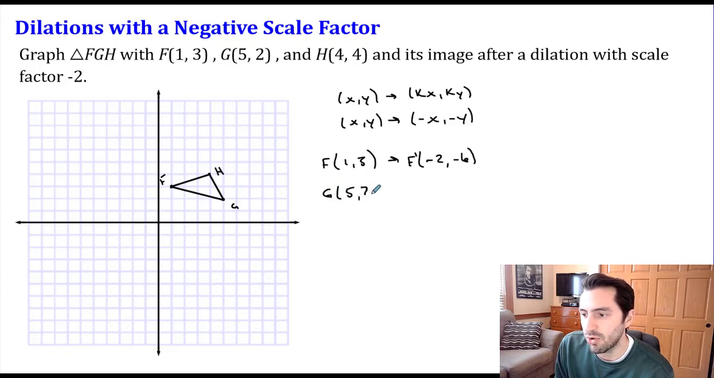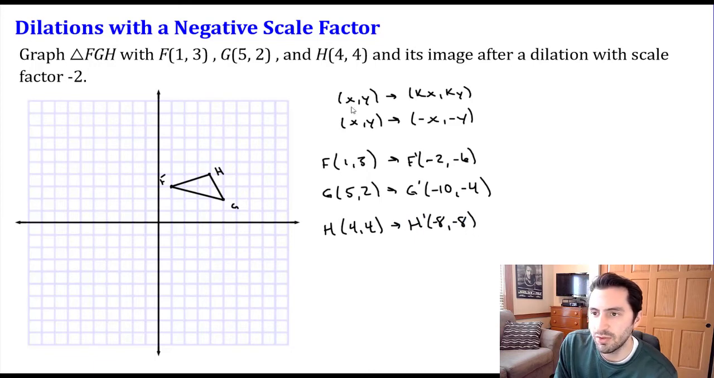Let's do the same thing for G and H. So G is the point 5, 2. Multiplying both of those by negative 2, we get negative 10 and negative 4. And for H, this is the point 4, 4. Multiplying both of those by negative 2, for H prime, we get negative 8 and negative 8. So let me graph those, and then we can compare to what we started with.